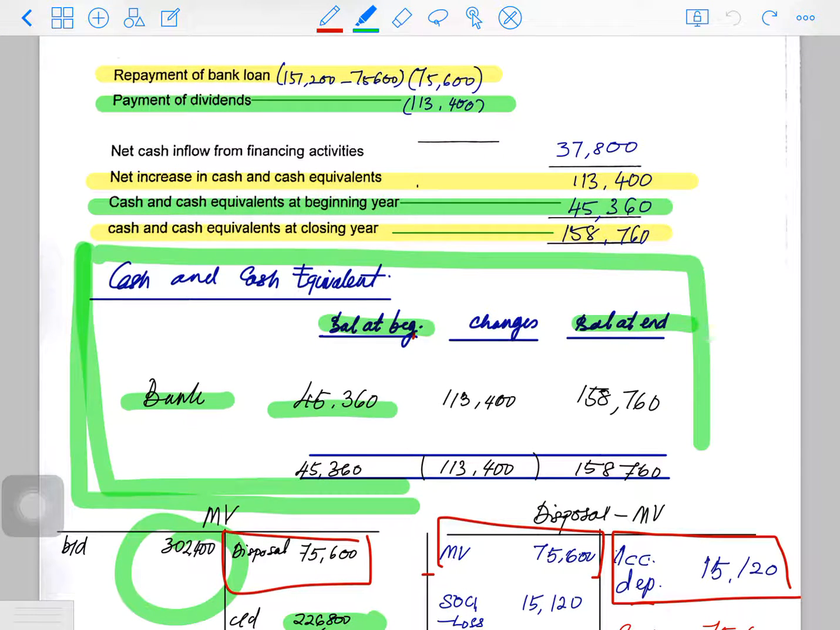So under financing, silap pula. Silap tekan.